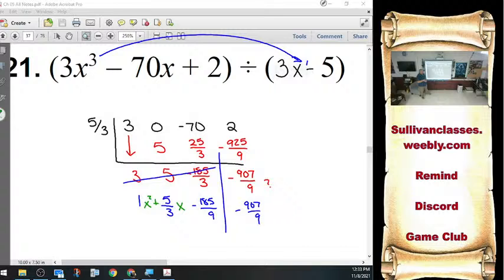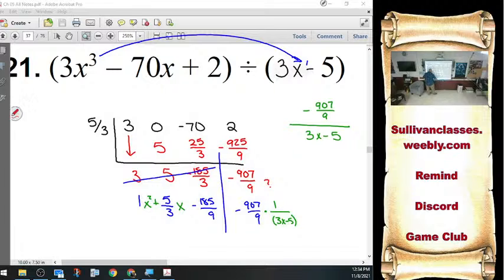Put it over the divisor. So if I have negative 907 over 9 over 3x minus 5, that is a compound fraction. We don't like compound fractions, so turn it into a regular fraction, a regular rational expression. Flip the second, multiply. What I'm doing is taking this times 1 over 3x minus 5.